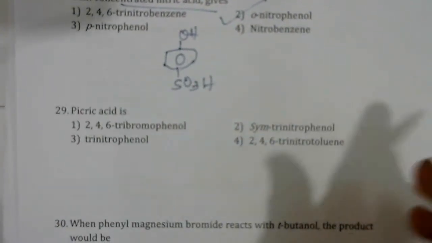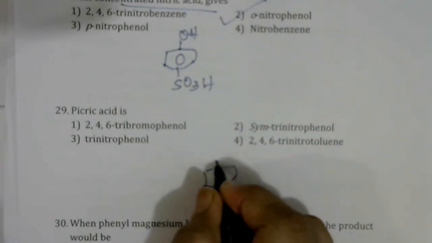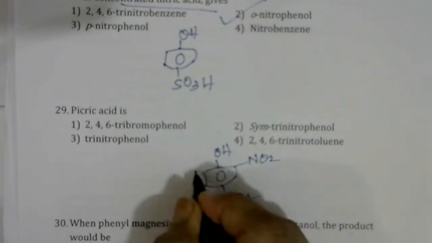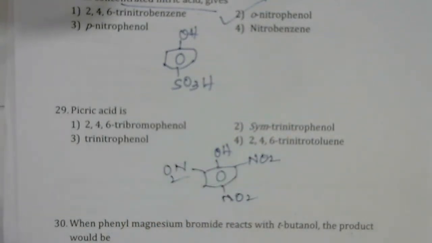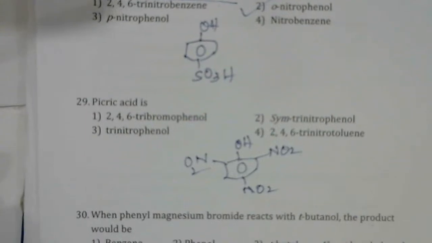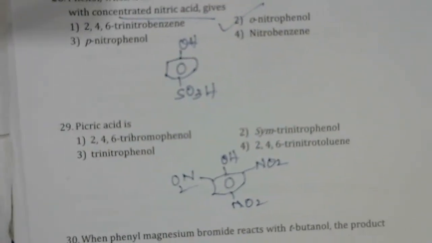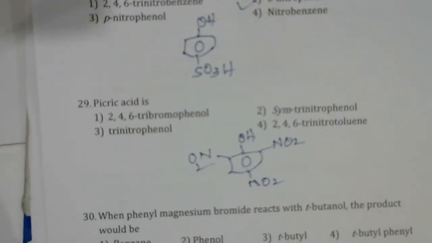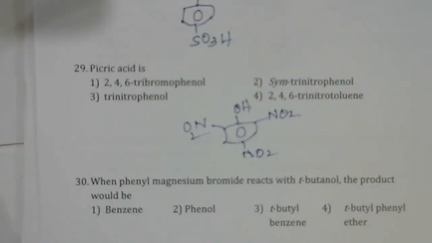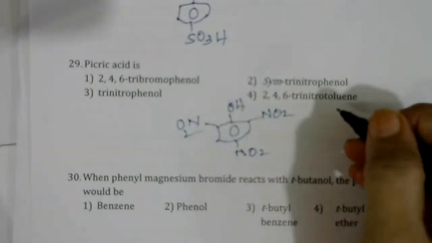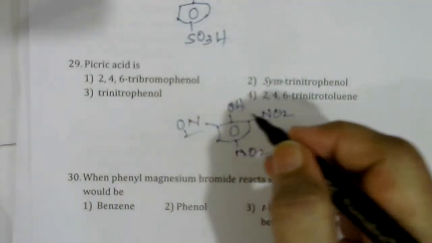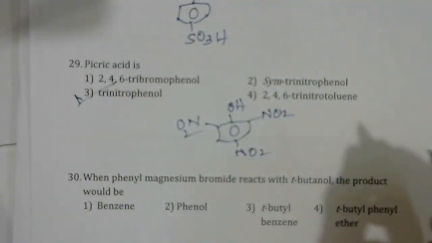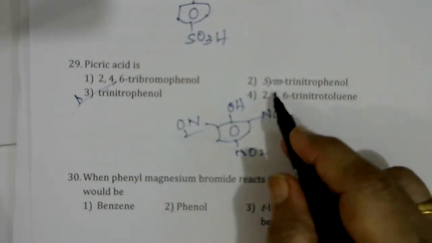Next. Picric acid is what? Picric acid is 2,4,6-trinitrophenol. 2,4,6-trinitrophenol is called picric acid. That is the third option. We are going to write it as trinitrophenol.